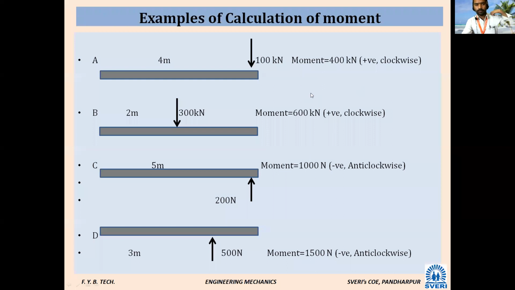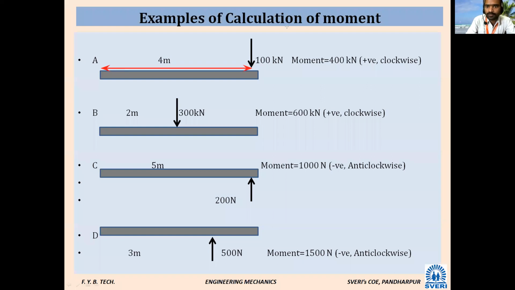I will take one problem so that you will understand this. Don't write down, just concentrate on this example. What has been given in this example? There is one body, and the total distance given is 4 meters, from this point to this point.